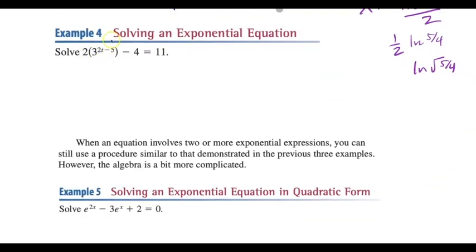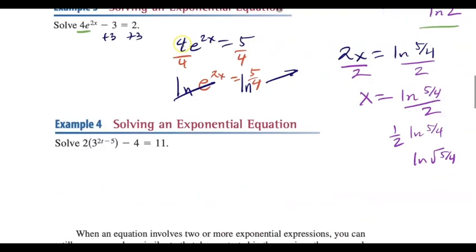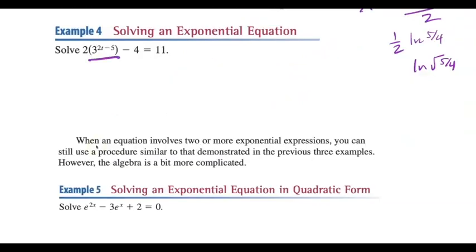Over here, we're going to solve for exponents. The same idea, except I can just use a natural log to cancel out the e. This is the power. So we're going to do the same thing. Let's get this guy by itself. We're going to add 4. I get 2 times 3, 2t minus 5 equals 15.